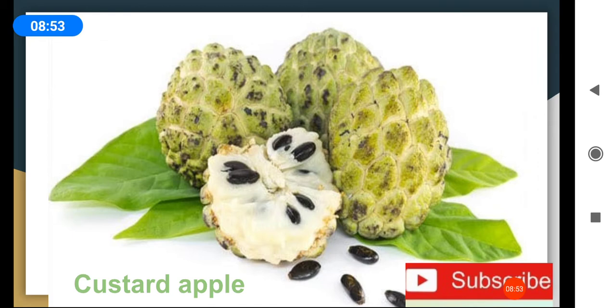Then custard apple. This custard apple is made up of many fruits. This fruit is known as an aggregate fruit because many fruits are aggregated in it. Each fruit part is very thin. Then they have seeds, which are edible.